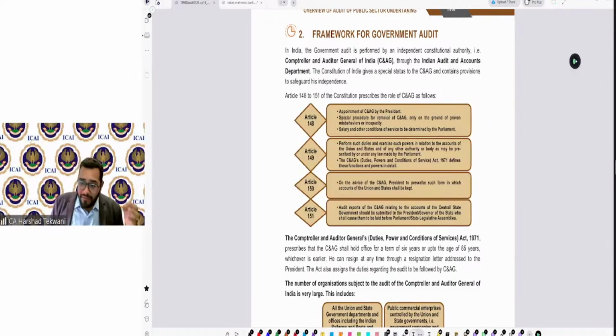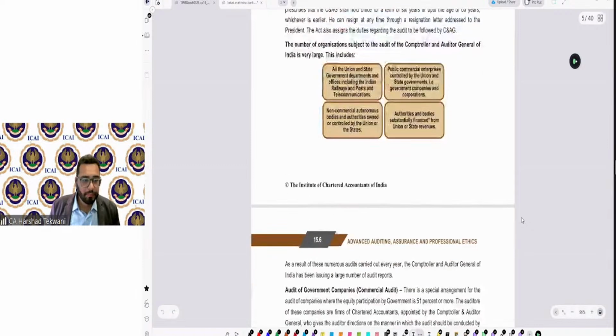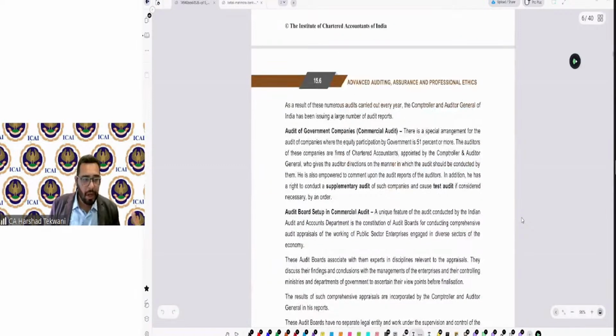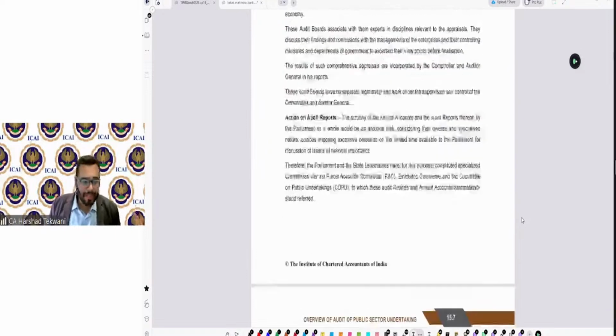Article 151, very important. The audit report of CNAG relating to the central and state government should be submitted to the president, or if it is a state, then the governor of the state. Which is then laid before the parliament or the legislative assembly of these states. Now that is the particular role and responsibility of CNAG.